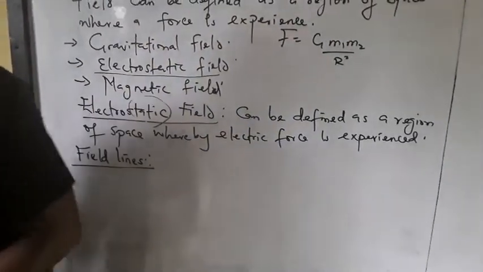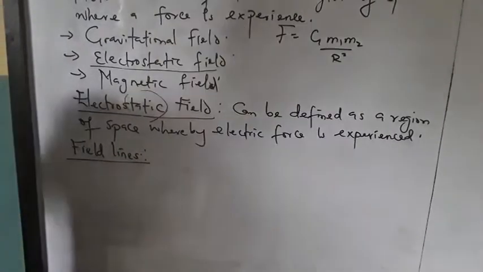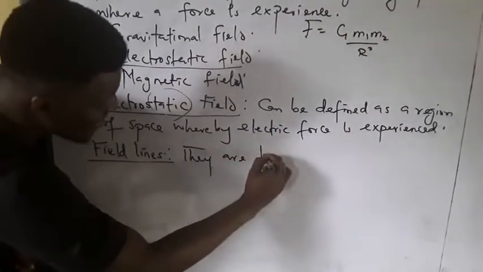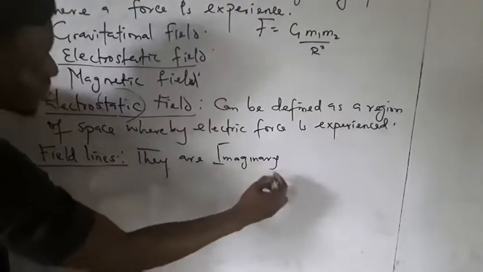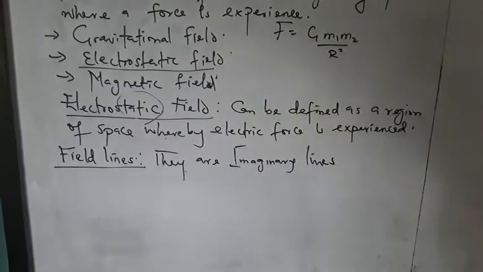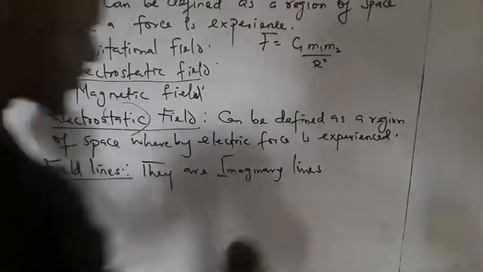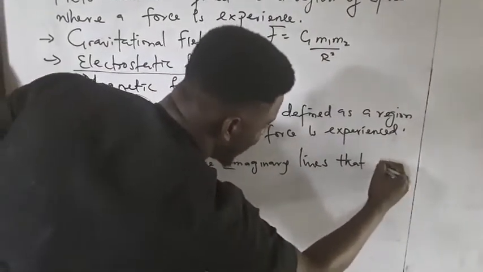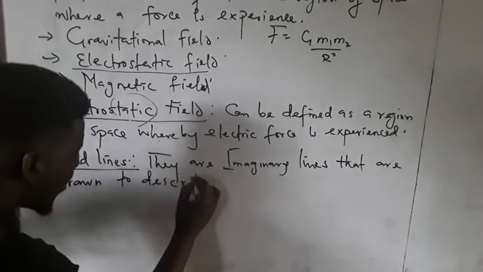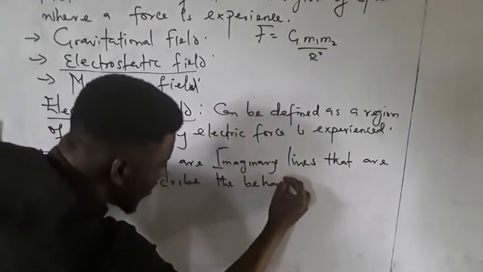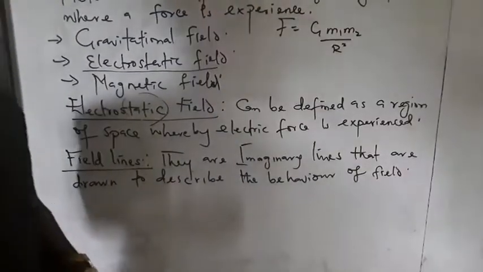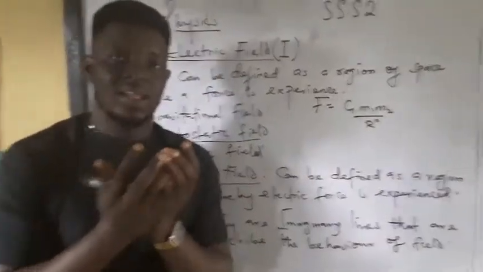Now we're going to be looking at field lines. What are field lines? They are imaginary lines. I want you to write, or let me write that for you. They are imaginary lines that are drawn to describe the behavior of fields. When we talk about an imaginary line, you can't see it with your eye.